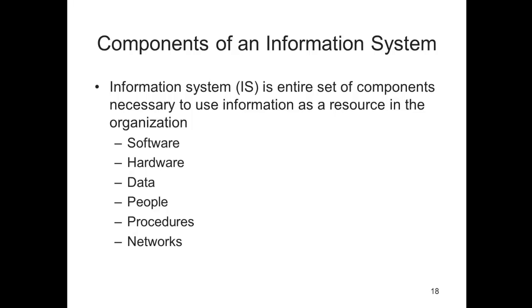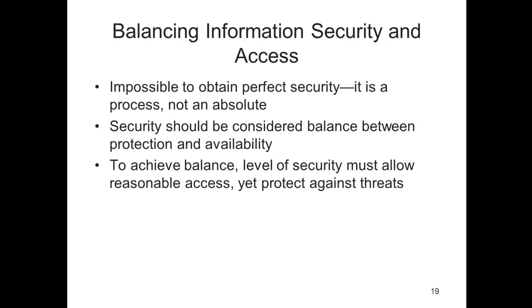And then when we talk about information security, we have to address each one of these elements as well. You will see as we move through the content of this course, and as you begin to talk about it in other courses, that when considering information security, it's important to realize that it's impossible to obtain perfect security. Security is not an absolute. It is a process, but it is not a goal. Security should be considered a balance between protection and availability. To achieve that balance, the level of security must allow reasonable access, yet protect against threats. And that's the constant struggle.